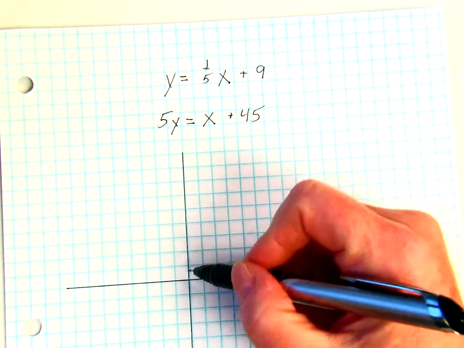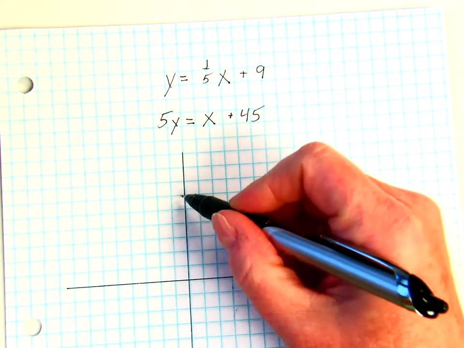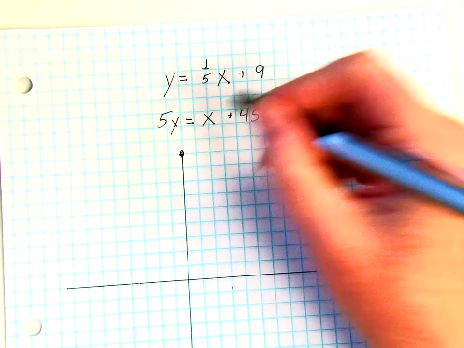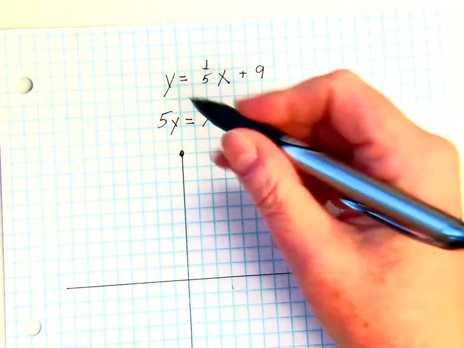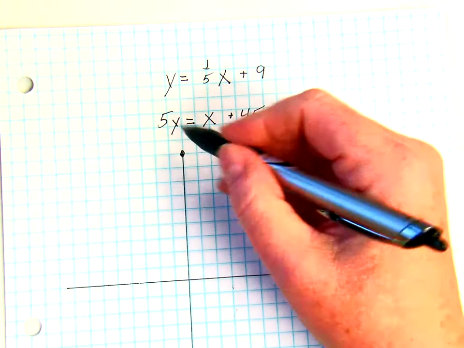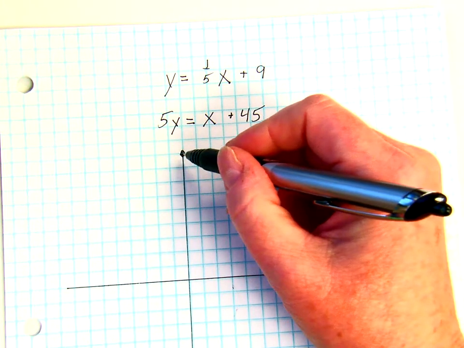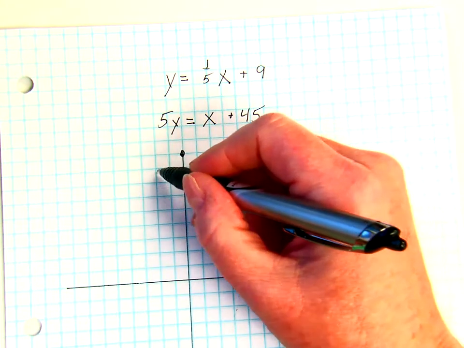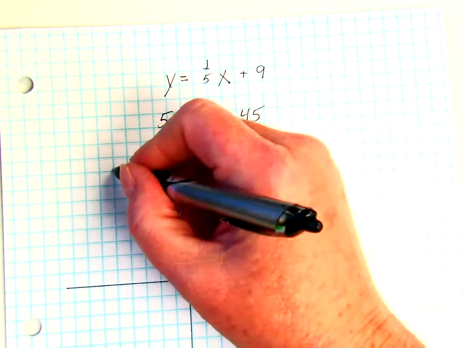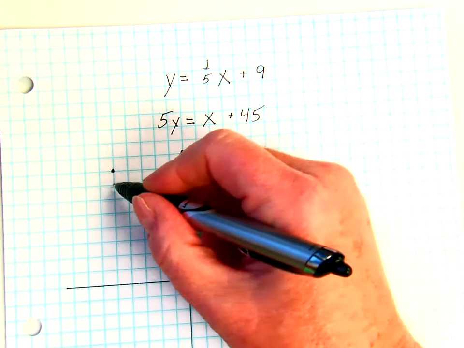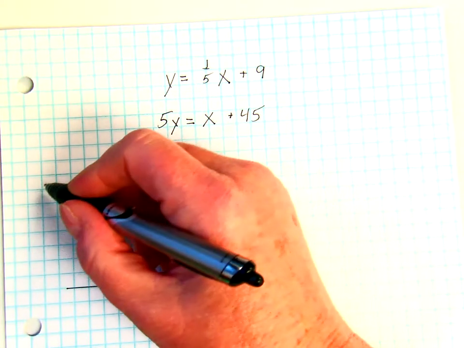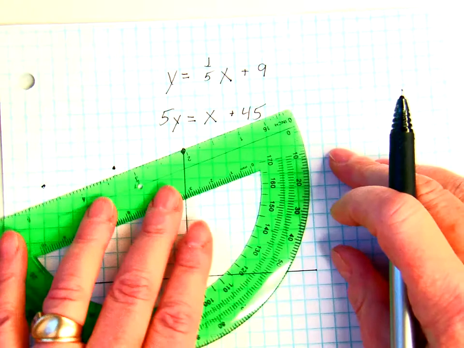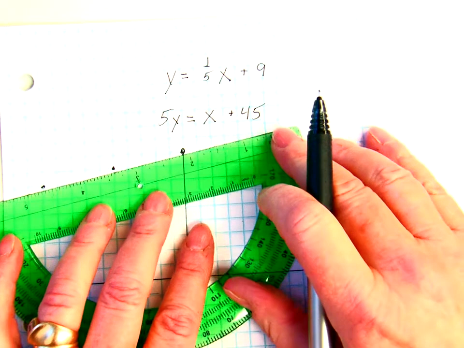I'm going to graph the first one. So 1, 2, 3, 4, 5, 6, 7, 8, 9. Just make it. And my slope is positive 1/5. So I'm going to go down and negative. So 1, 2, 3, 4, 5. Rise over run. 1, 2, 3, 4, 5. Very shallow graph, if you will.